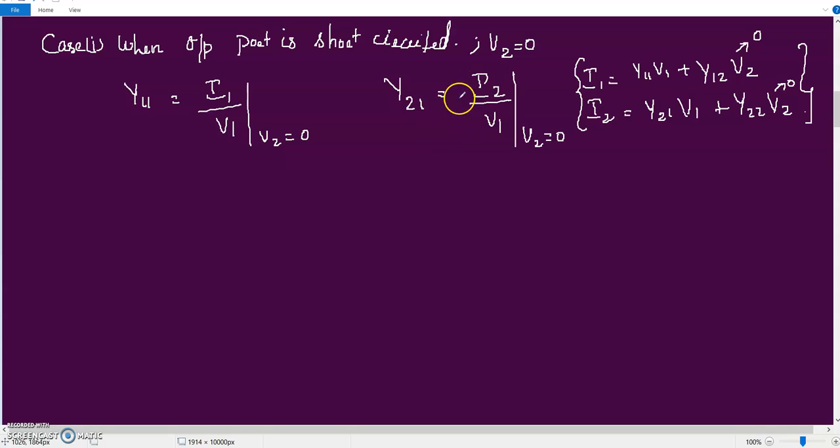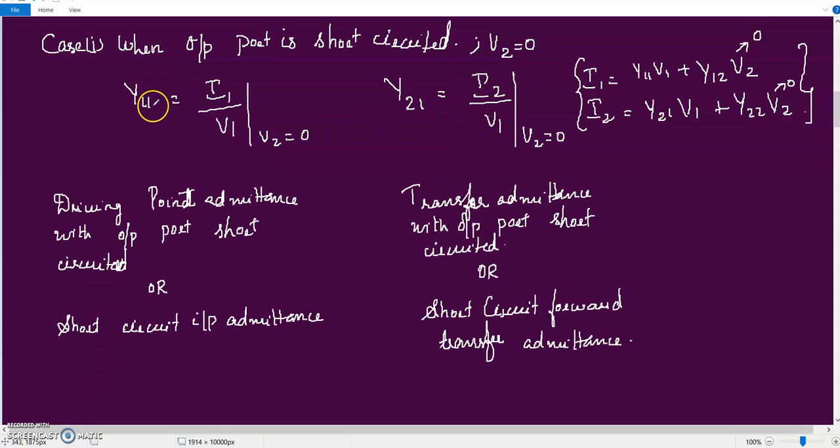Now we have to write the name of these two parameters. Y11 is called driving point admittance with output port short circuited, or short circuit input admittance. And Y21 is transfer admittance with output port short circuited, or short circuit forward transfer admittance. By now you will be able to write Y12 and Y22. Try it yourself. I'll write it. Pause and try to write it yourself and see if it is correct.